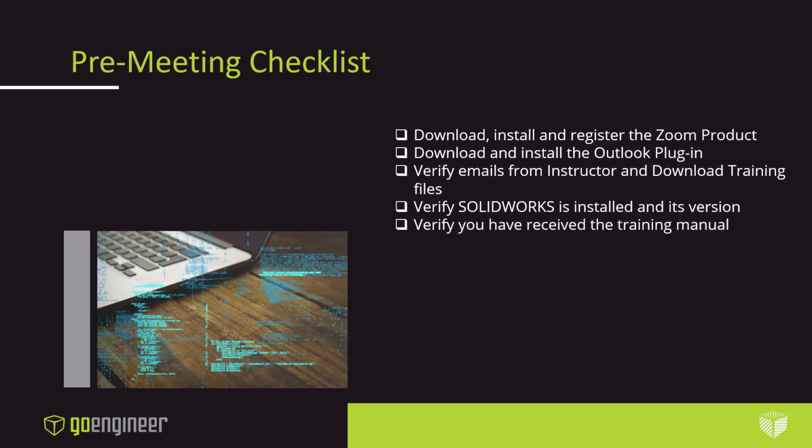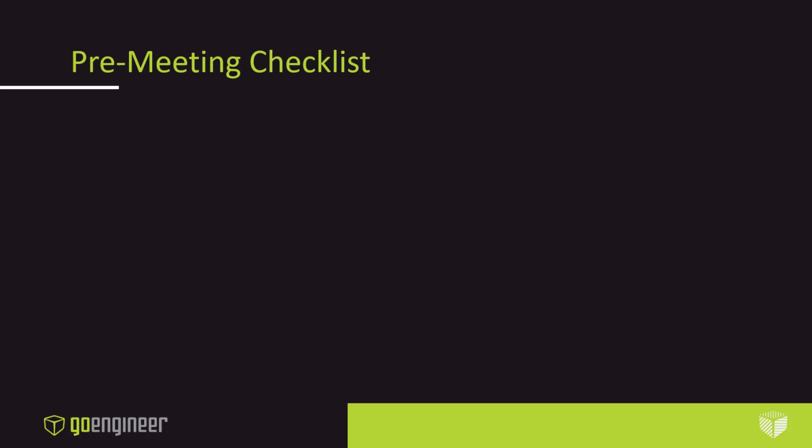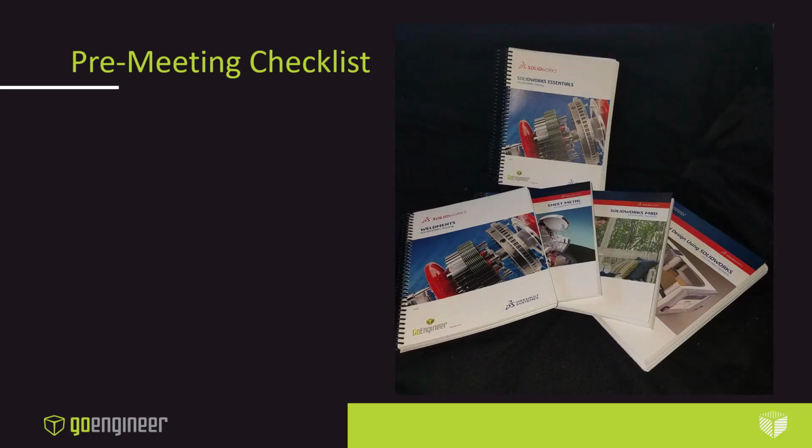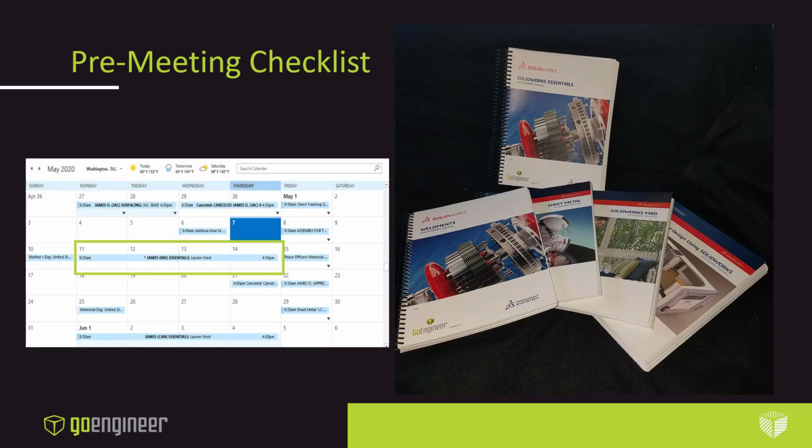Following that, verify that you have received the training manual. GoEngineer is going to mail you physical copies of the books that you will be using in your training session. If your class is going to be this week, prior to that, they're going to mail you your book. If you have not received the book by the Thursday before your training class, please contact your training instructor so they can validate if your book has been sent out or not.